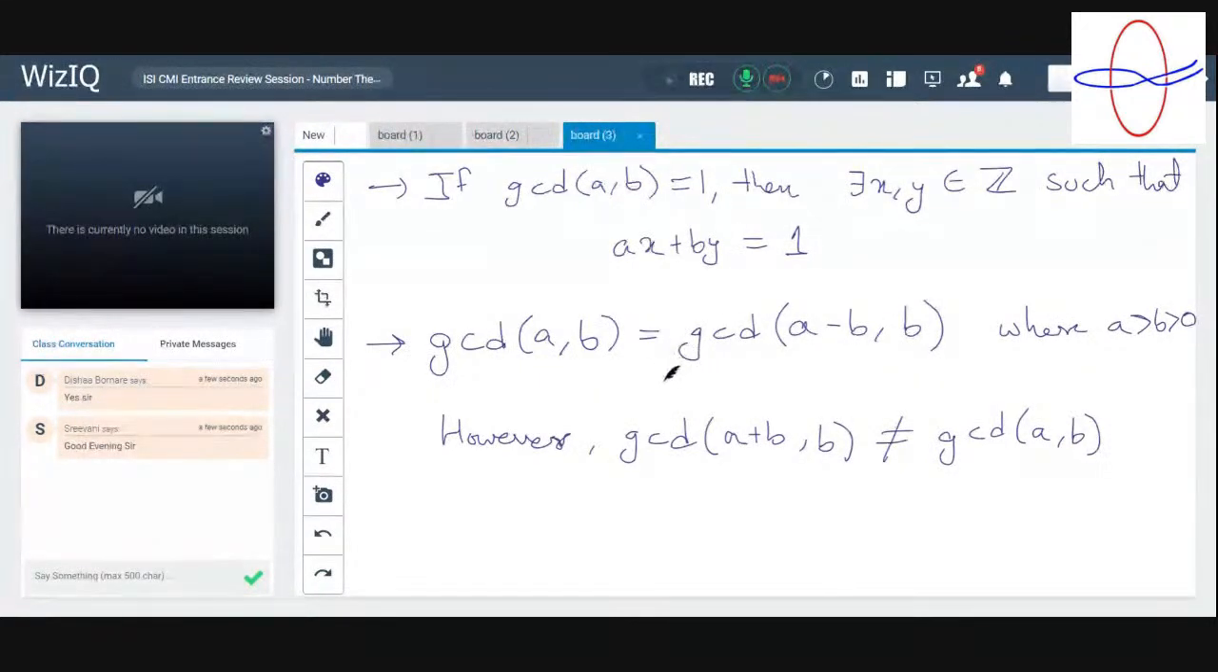Okay, so of course this one can be generalized a bit more. So you can get a minus nb, b here. So a further condition would be n belongs to positive integers, so natural numbers.